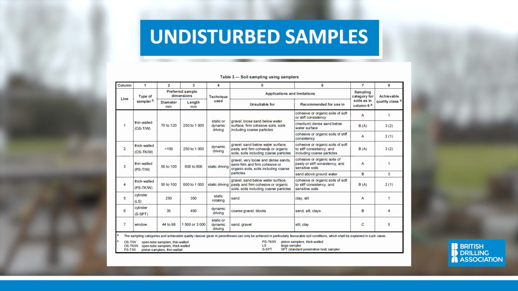22475 Part 1 provides clear definitions for what is considered a thick-walled sample or a thin-walled sample. It also provides parameters to help determine the impact of sample quality depending on how the sample is taken. It also further distinguishes between static or pushed samplers and dynamically driven samplers.